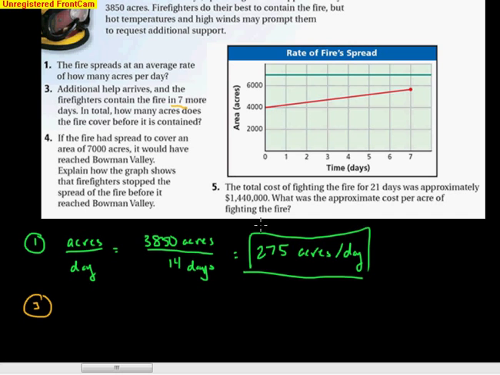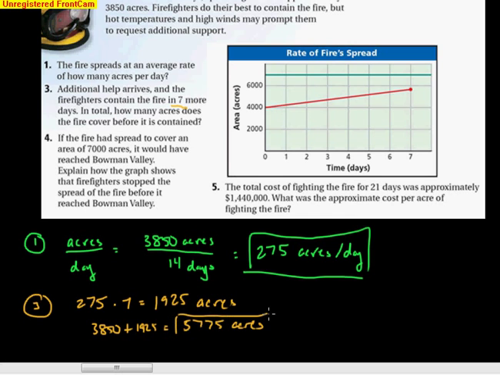When you have the time and the rate, you multiply them. 275 times 7. And this will give you 1,925 acres. And now if we combine this 1,925 acres with the 3,850 acres that has already been burned, we see that we get a total of 5,775 acres. So that's how many acres have been burned before the fire got contained. Okay? Alright, here we go.